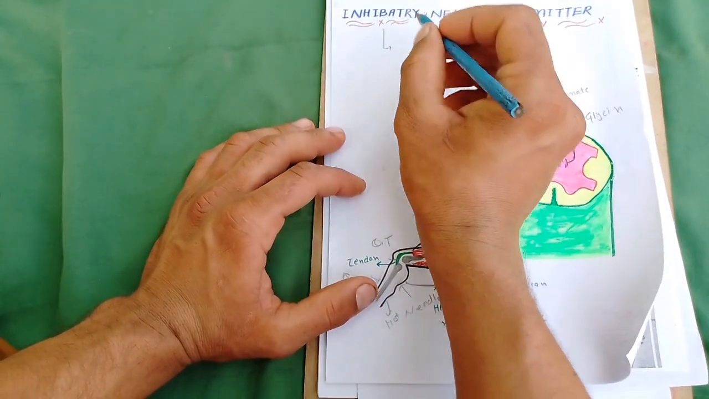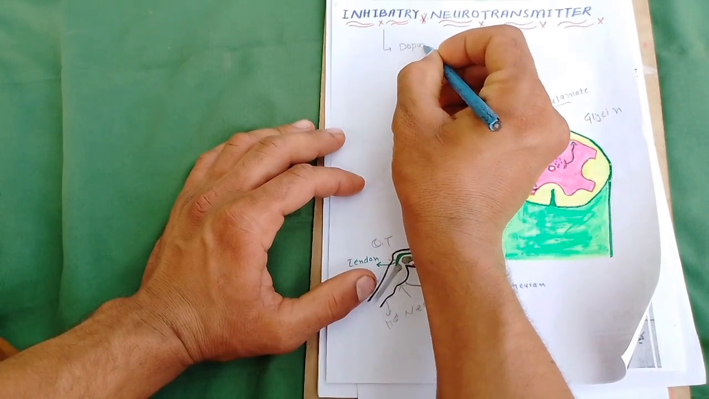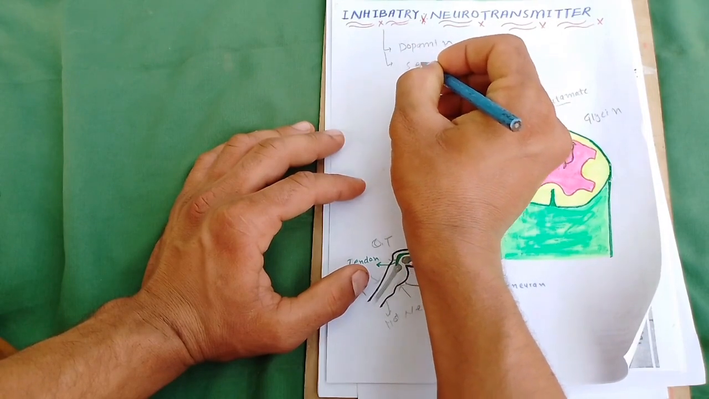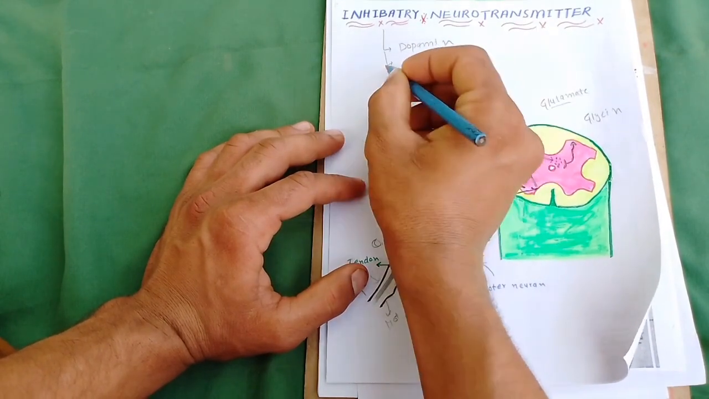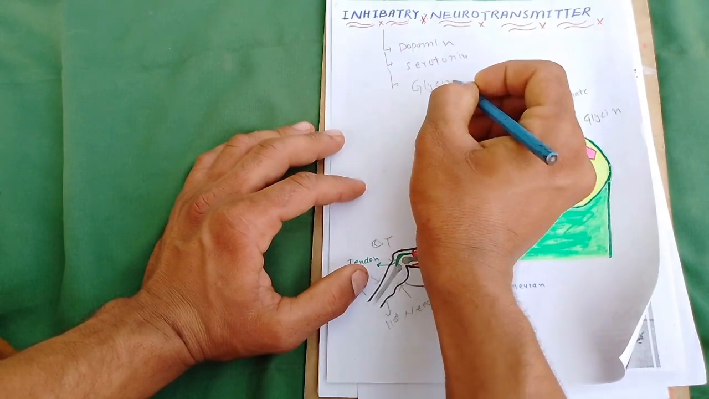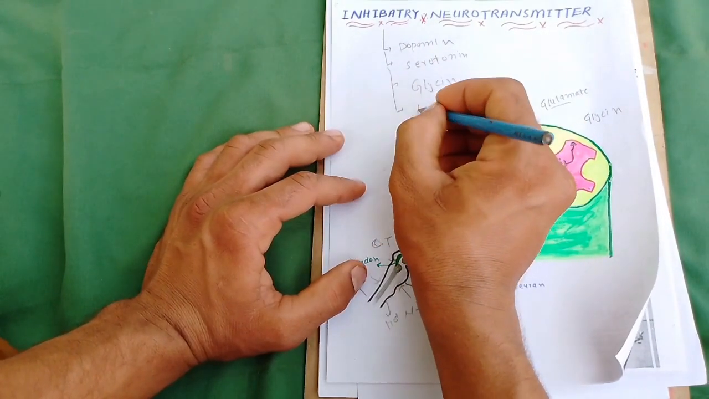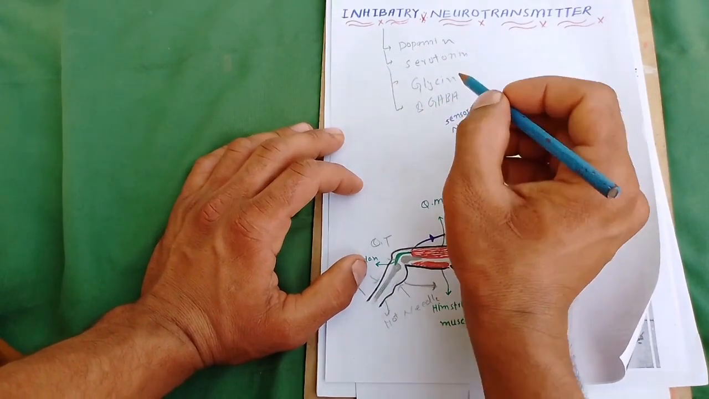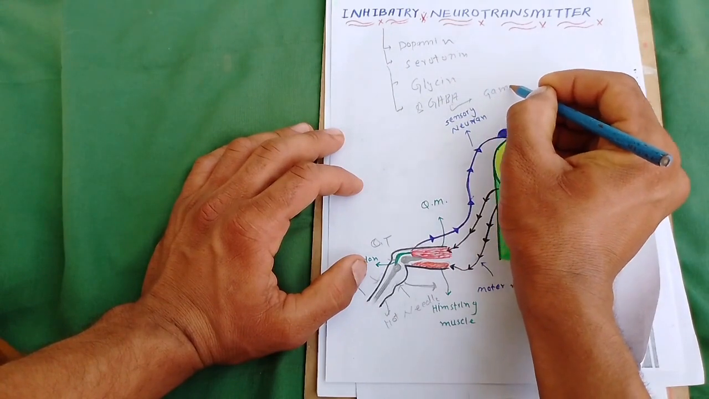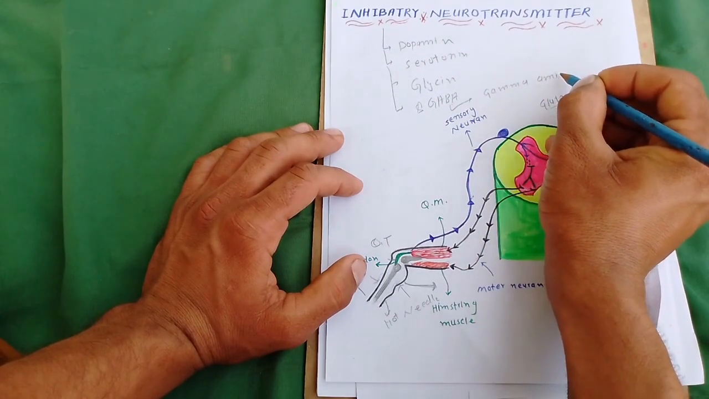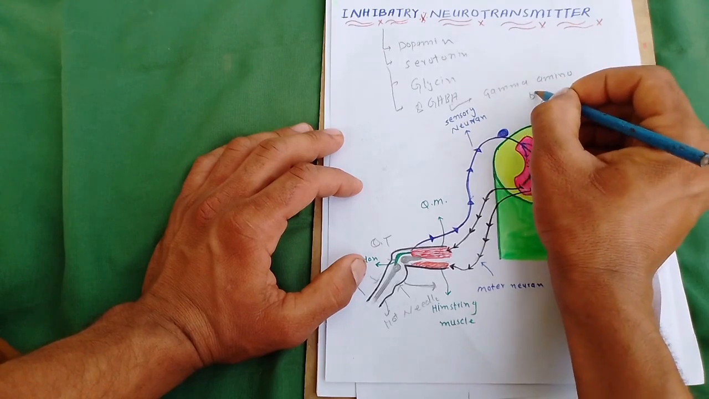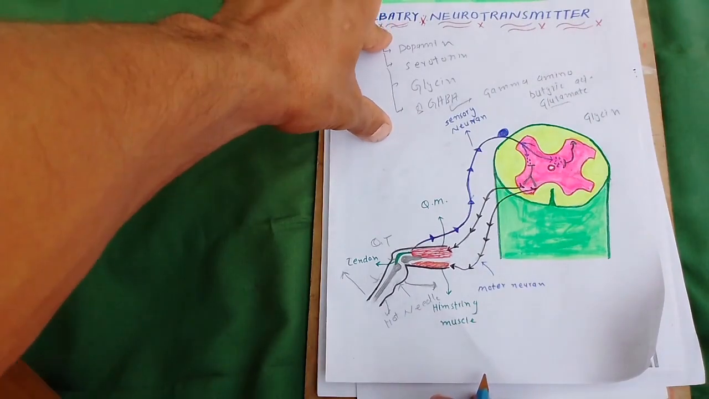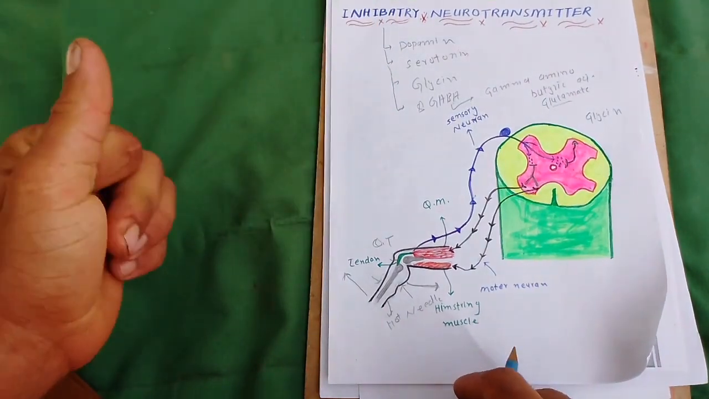The inhibitory neurotransmitters are dopamine, serotonin, glycine, and GABA. What is meant by GABA? GABA means gamma aminobutyric acid. So these are the main inhibitory neurotransmitters.